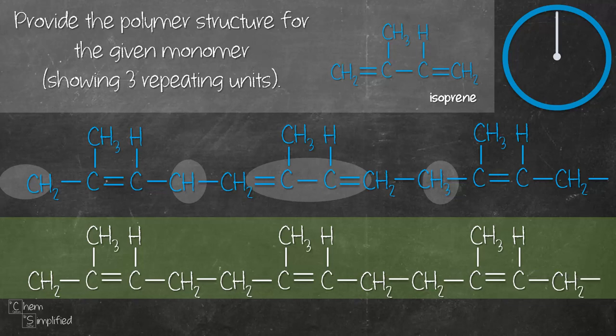Since we are only drawing three monomers here, in reality, there are thousands of these monomers around. So imagine there is one on the left that we didn't draw out and it connects to our first monomer like this. It's important to keep in mind that when we draw our polymers, we need to have open-ended bonds on both sides of the structure. That is to indicate that it's a polymer, as in the structure is continuous more than what we have drawn out. There we have it, the correct structure of polyisoprene made from isoprene.